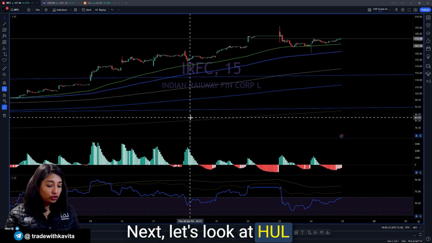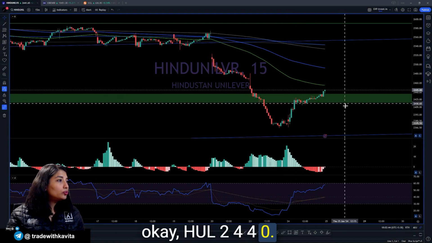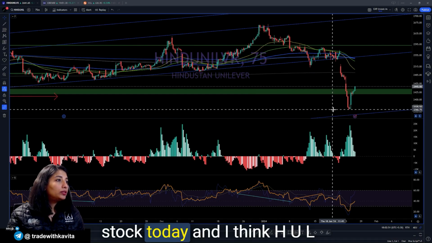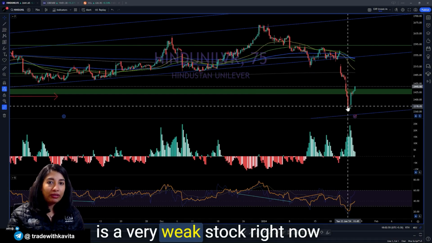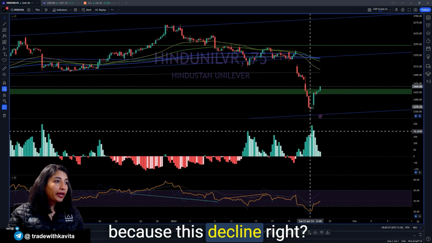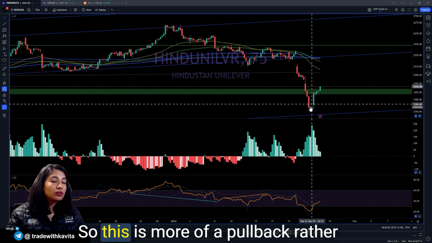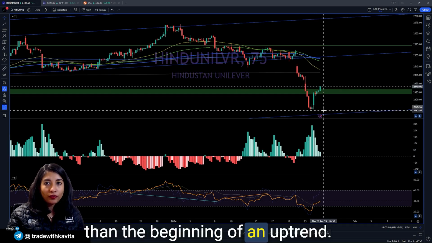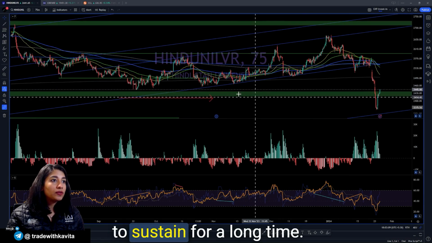Next, let's look at HUL, 2440. You probably bought the stock today, and I think HUL is a very weak stock right now because this decline happened on very strong volumes. So this is more of a pullback rather than the beginning of an uptrend. I don't think this is going to sustain for a long time.